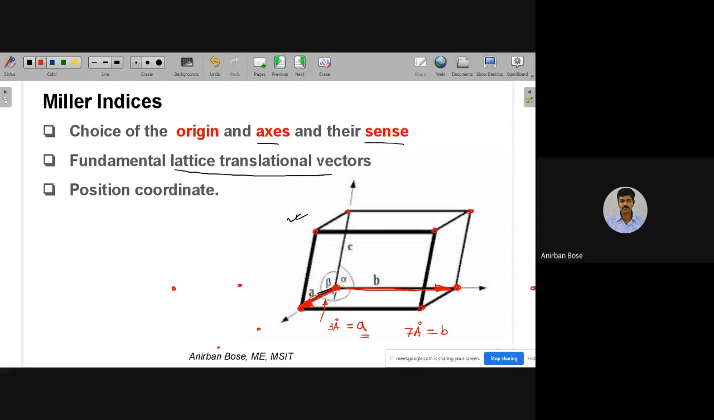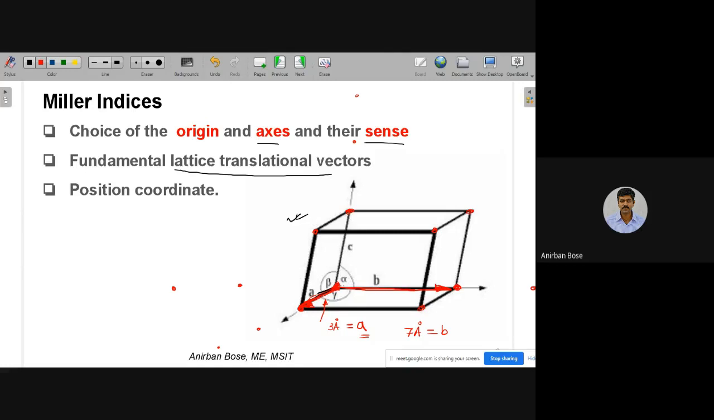This B is the unit vector in that direction. Like in this case, you see this A is the unit vector in that direction. That means one unit length, one period, and after that much length, every lattice point will come in that direction. Similarly, in the B direction, after this 7 angstrom, each lattice point is coming. So this 7 angstrom, or this B, is basically the unit length in that direction. Similarly, you see in the C direction, maybe these are the points after which it is repeating.